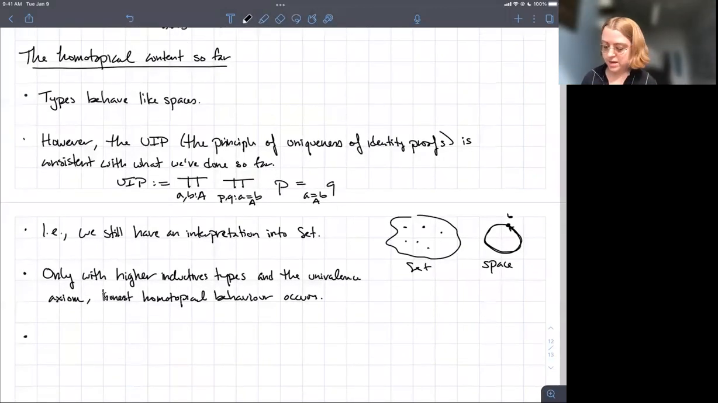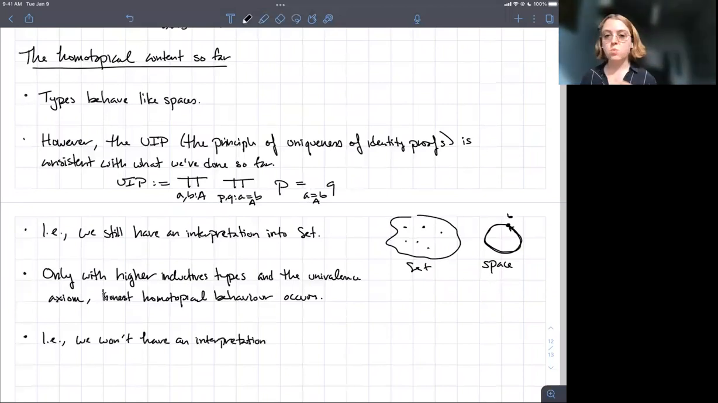And when we do this, we won't anymore have an interpretation into sets. Thinking of types as sets will just be wrong. And we will have to graduate to an interpretation into topological spaces, or into spaces, I should say, in particular CW complexes. Okay, so that's a preview of hopefully the rest of this course, why you can stick around, how we're graduating in complexity here.